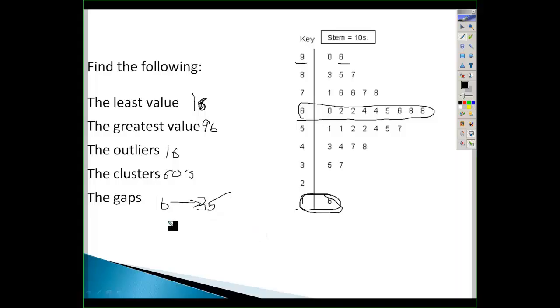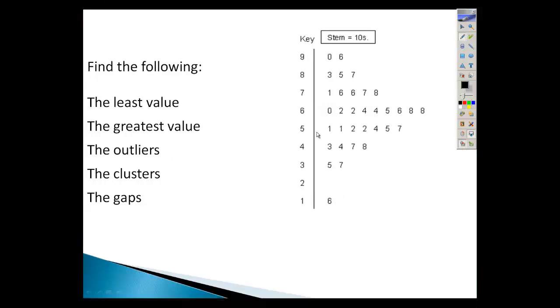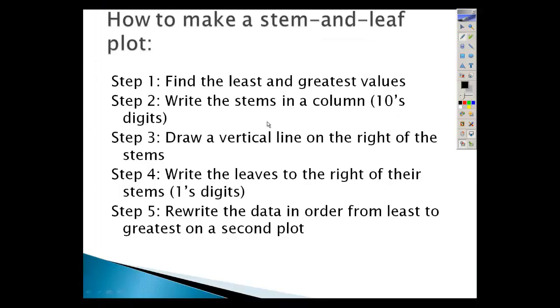There's a gap there. And so that's going to be my gap from 16 to 35. So I've identified all my values in this stem chart, the stem and leaf plot. So let's look at another one. Now we're going to make our own stem and leaf plot.